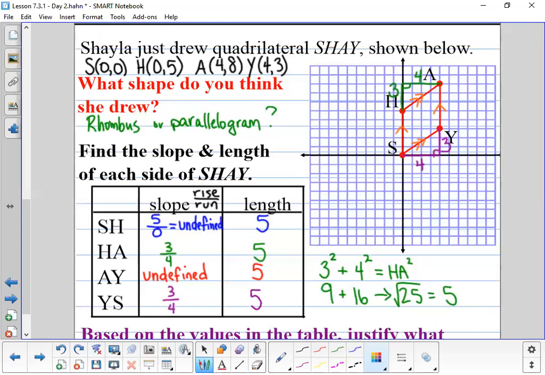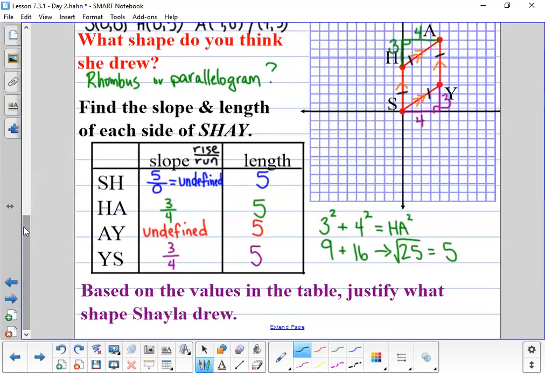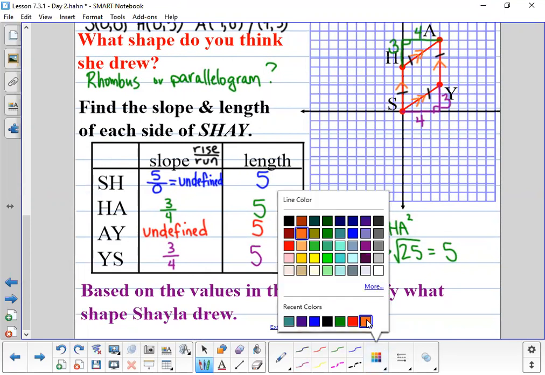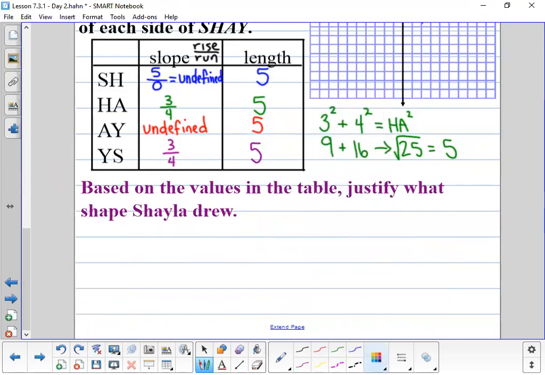Could be something different. Well, all 4 lengths are 5. So that means that I've got 4 congruent side lengths. So now we're looking at it being a rhombus. Could be a square if all 4 angles were 90. But since my slopes are not opposite reciprocals of each other, it can't be a square. So based on the values in the table, I can say that Shayla's shape, SHAY, is a rhombus. So I'm going to say it is a rhombus.